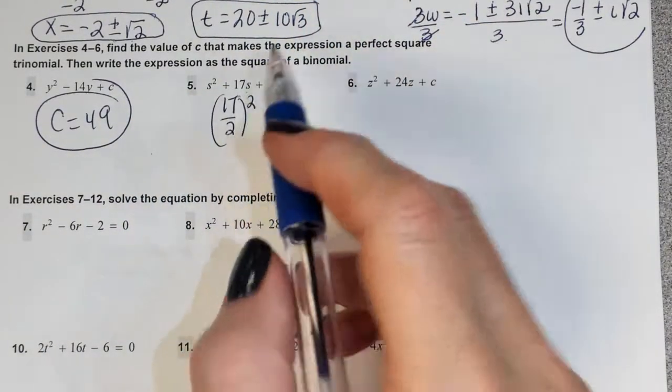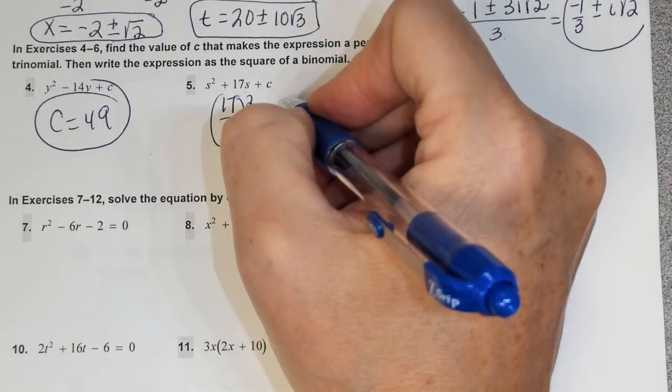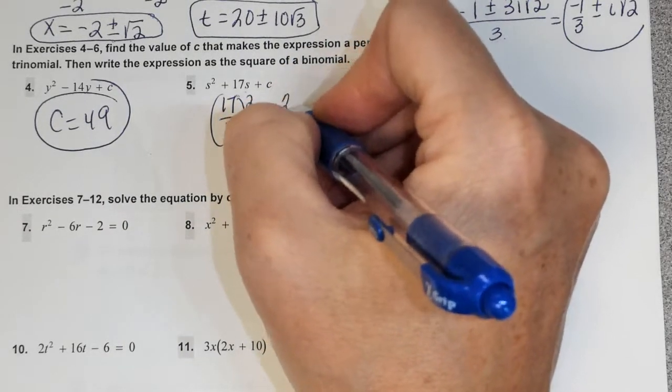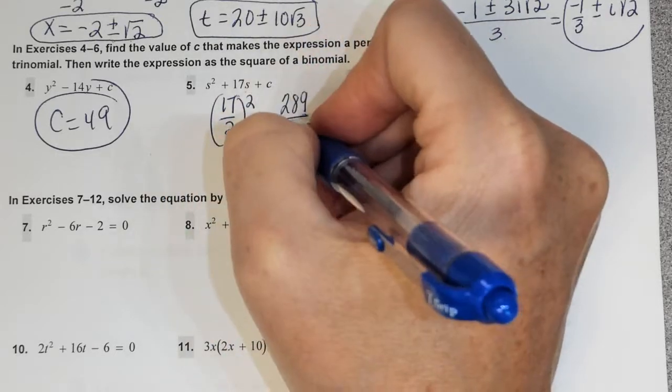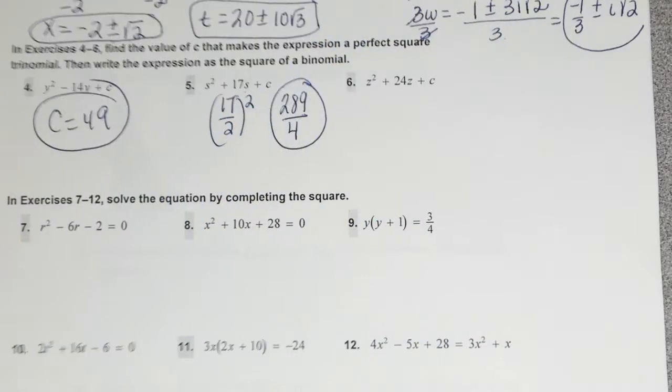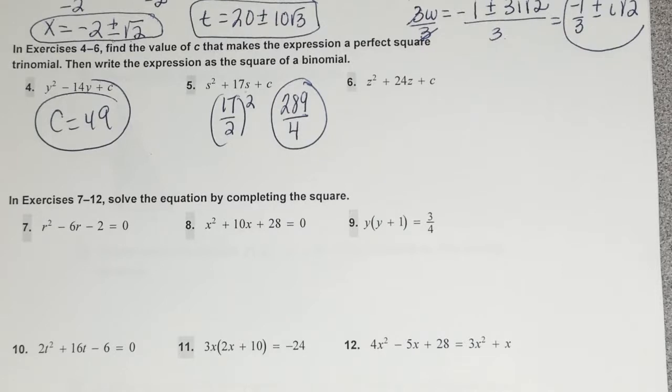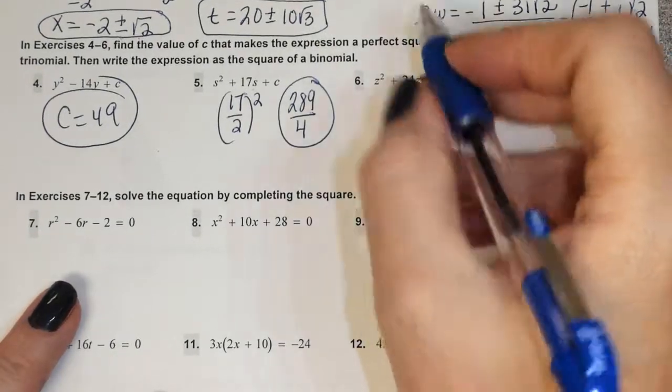What is 17 squared? 289. And then 2 squared is 4. So it's 289 over 4. You should know the perfect squares up to 20. Okay? If you don't, it's not a big deal. You'll have a calculator to use. But really, you should know 15 squared is 225. 14 squared is, do you know 14 squared? 196. But if you don't, you can grab a calculator. Okay, so what's C going to be in this one?